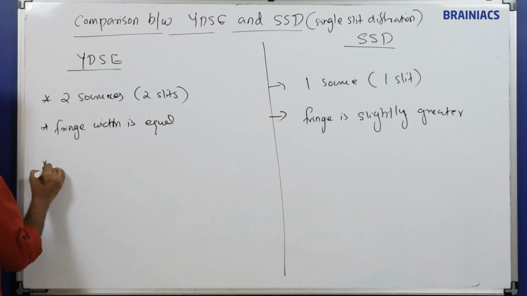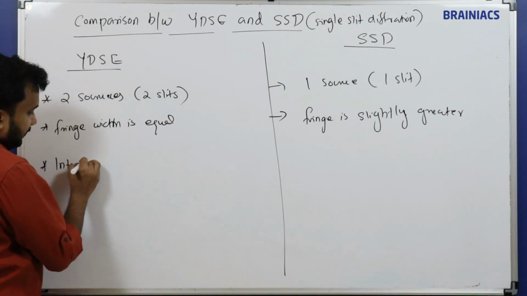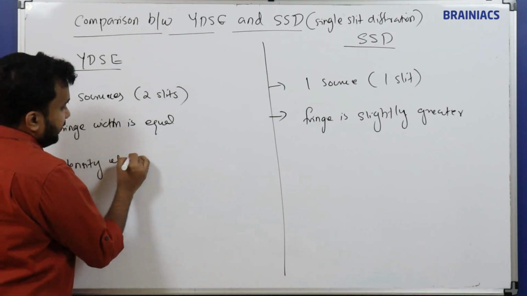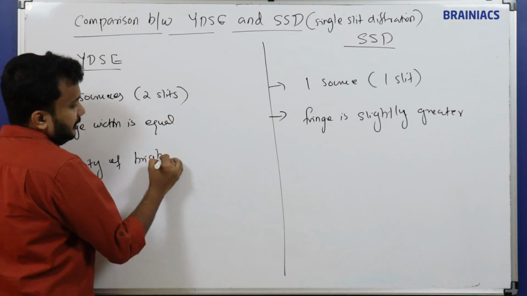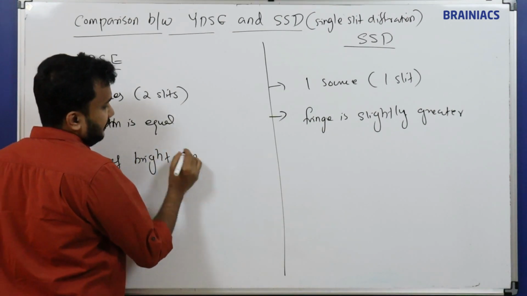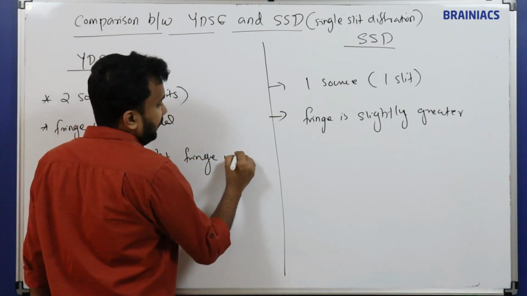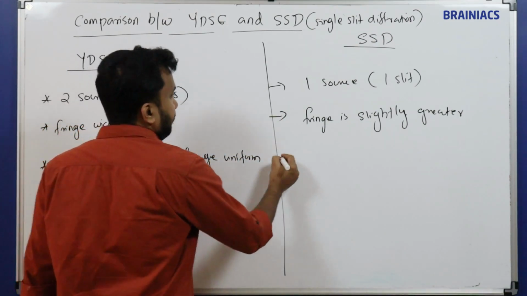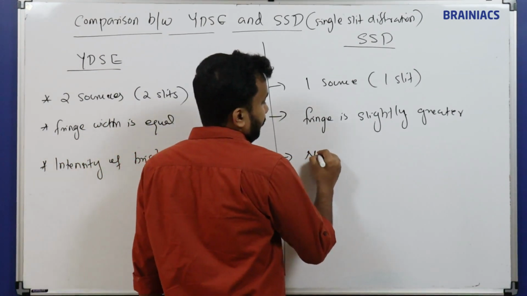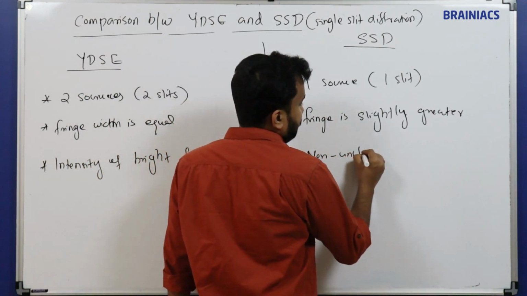Okay. Intensity of bright fringe. The intensity of the bright fringe is uniform here, and here it will be non-uniform.